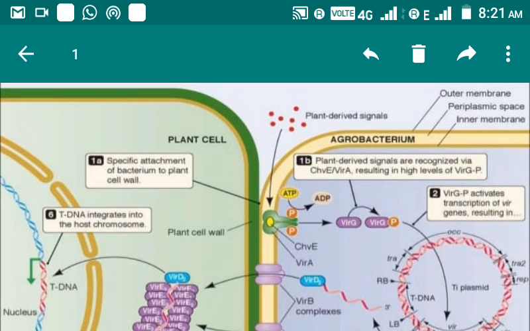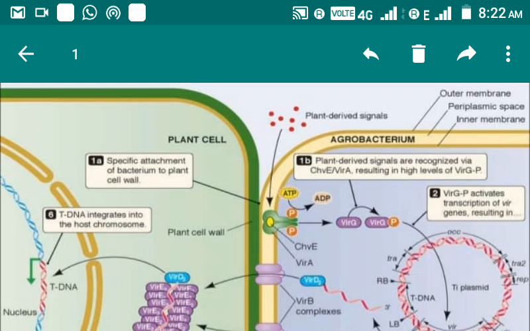Now this tDNA will be carried to the host plant cell with the help of VirD2. As I have mentioned, the Vir region is composed of 7 to 8 operons, and one of them is VirD2, which transfers the tDNA to the plant cell. Now in the plant cell, the tDNA enters the nucleus with the help of other Vir genes. In the nucleus it gets inserted into the chromosome of the host, which leads to the transformation of the plant.